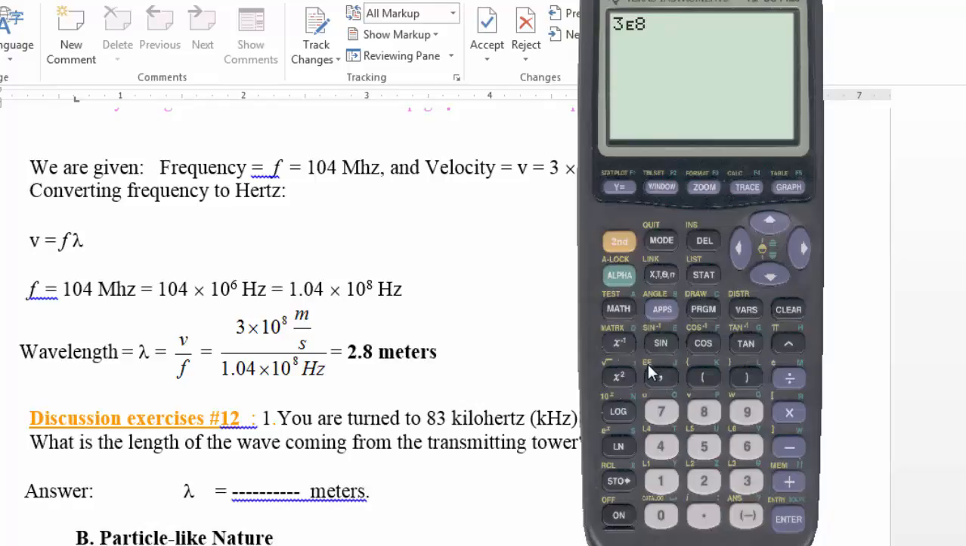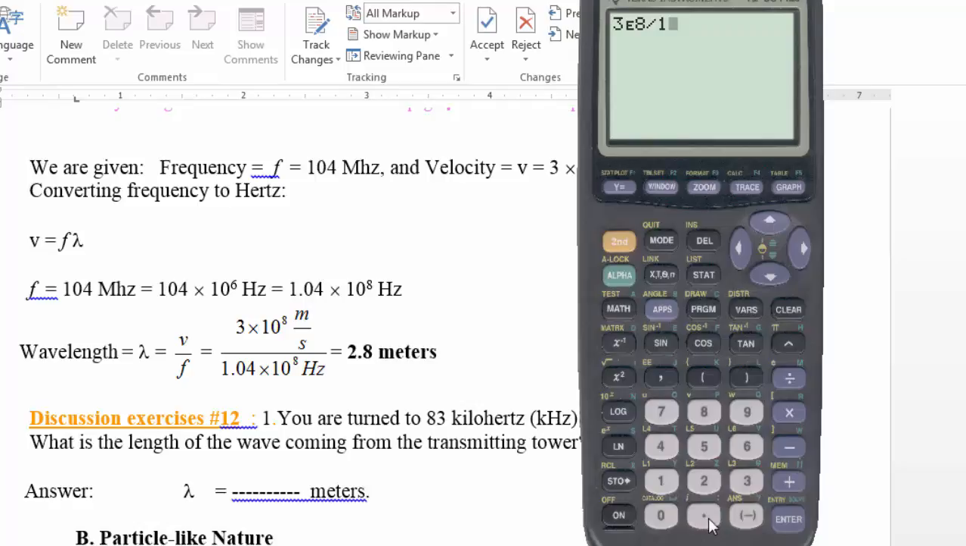Recall that the EE press replaces times 10 raised to the power, so you are replacing 4 presses by 1 press. And you can go back to our exercises over calculators that we did in the first week of the class. Divided by 1.04 times 10 to the power 8.